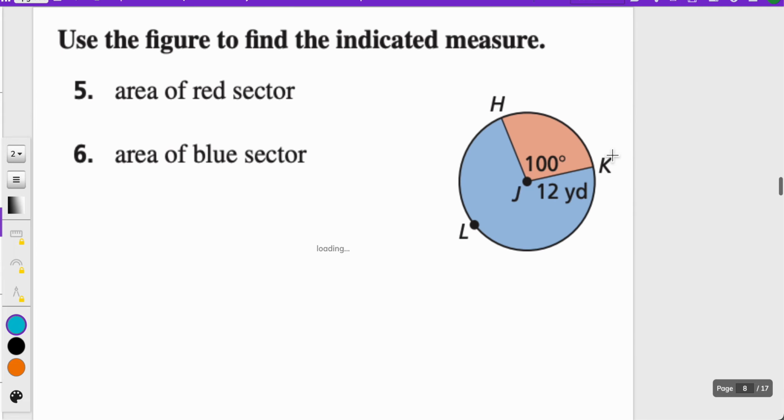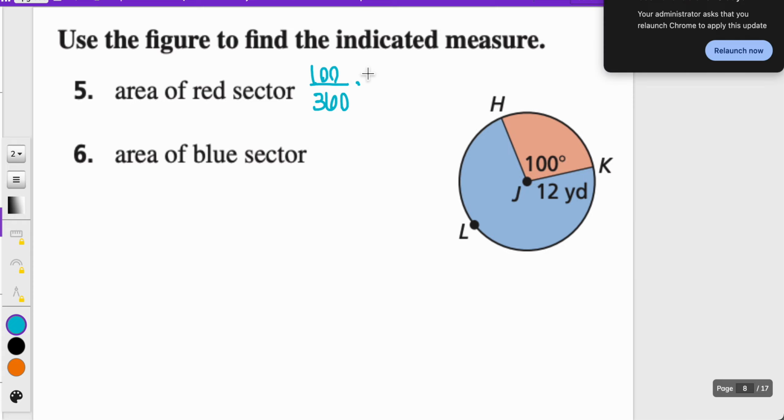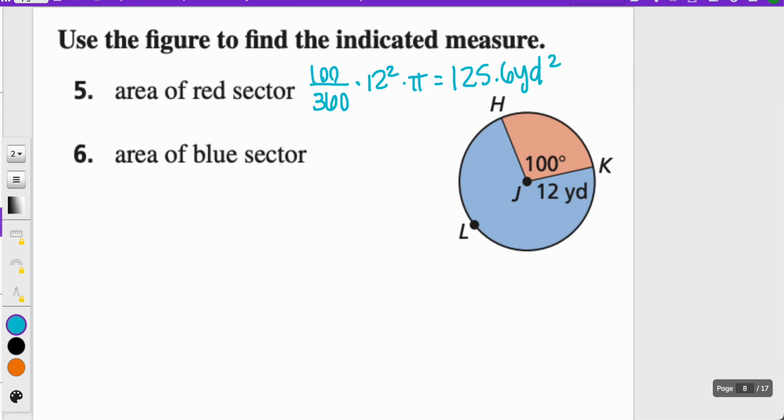Okay. Number 5 and 6, we were finding the areas of our red and blue sectors. So red is our smaller one. So I'm going to take 100 out of 360 and times that by my area. So 12 squared times pi. And I'm going to get about 125.6 yards squared.